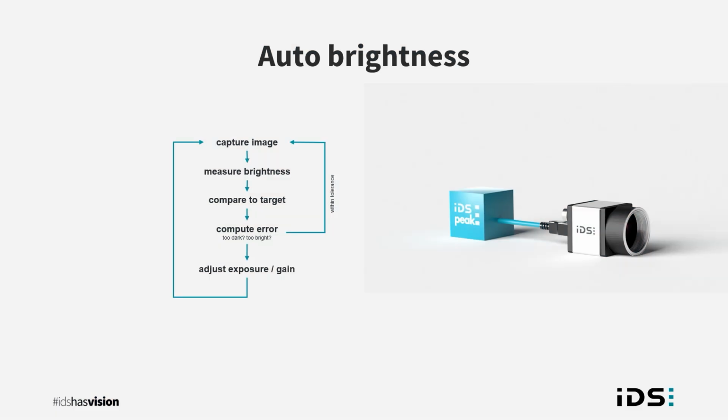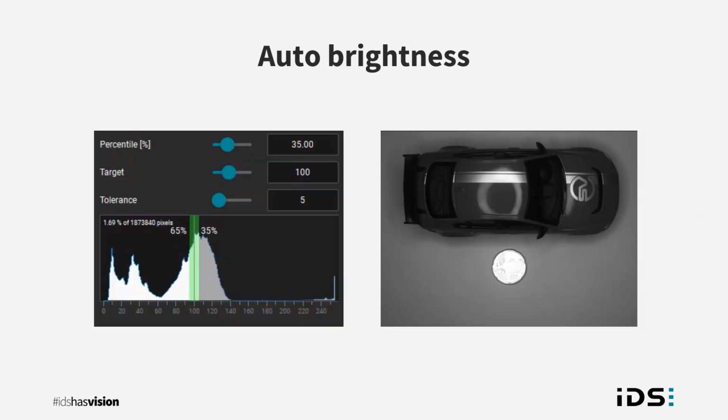With auto brightness, the camera or software measures the brightness in the image or a defined subregion, compares this to a target value, computes any difference between the image brightness and target brightness, and then, if necessary, adjusts exposure and gain to move the brightness level towards the target value. We can configure this behavior in IDS Peak Cockpit.